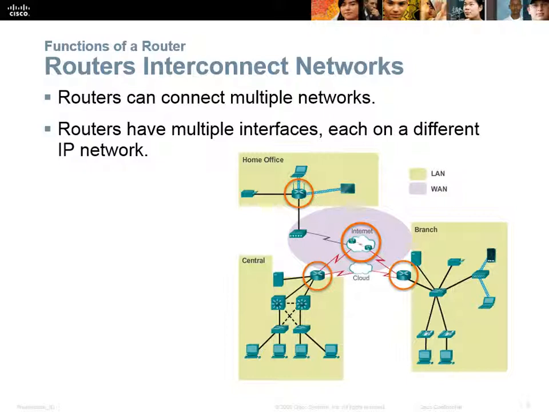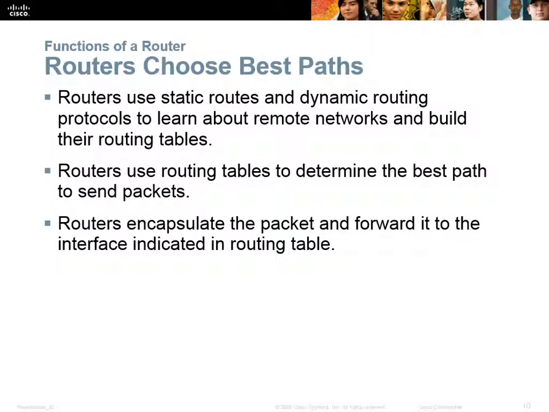So if you're at home, what is the last device you see before it hits your cable modem and goes out? The router. It comes through the switch into the router, and they may be in the same device, and then the traffic goes out. Okay? Routers choose the best path to get there.